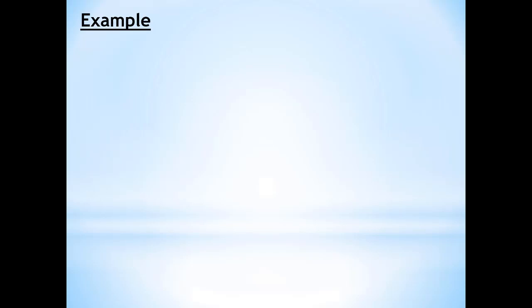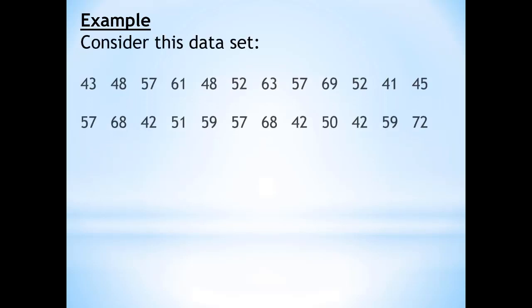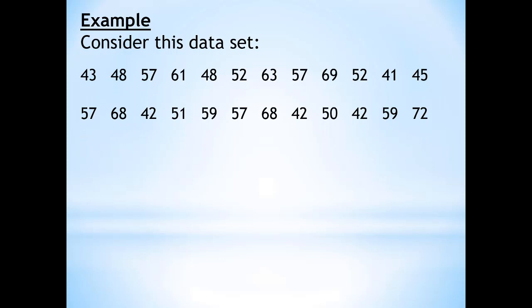So let's do an example. Consider this data set. We have 24 data entries here: 43, 48, 57, 61, 48, 52, 63, 57, 69, 52, 41, 45, 57, 68, 42, 51, 59, 57, 68, 42, 50, 42, 59, 72. And those are your 24 data entries.